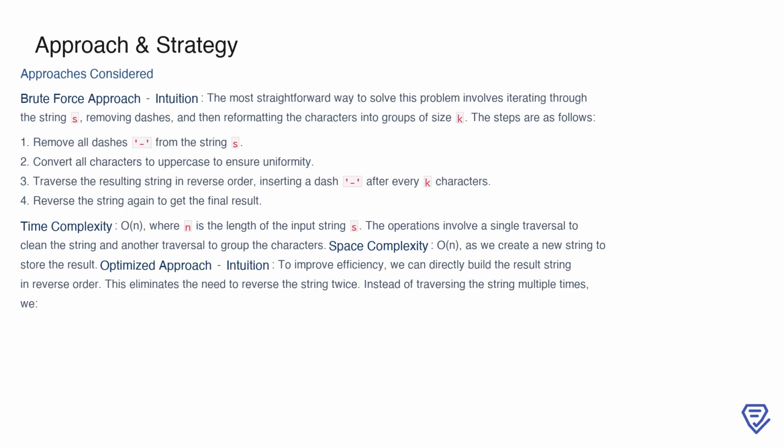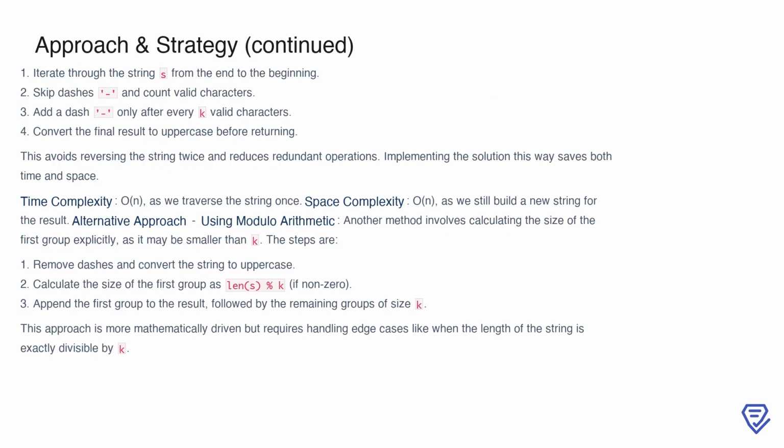While this approach is simple and works within a time complexity of O(n), as we process the string in linear time, it does involve some redundant steps like reversing the string twice, which could be optimized further. The space complexity is also O(n), due to the creation of a new string to store the result. To tackle these inefficiencies, we explored an optimized approach that avoids unnecessary operations. In the optimized approach, we streamline the process by directly building the result string in reverse order, eliminating the need to reverse the string twice.